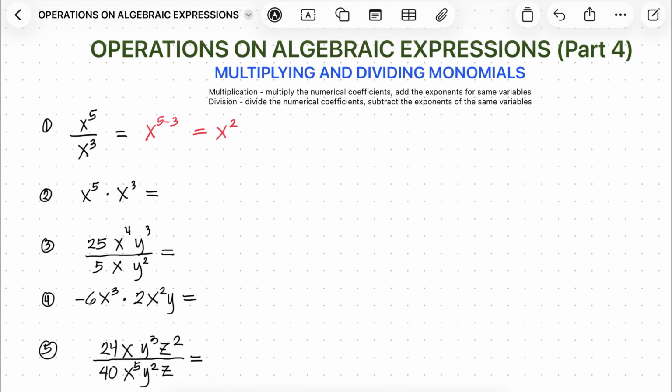Okay, number 2, we have x raised to 5 times x raised to 3. So this is an example of multiplication. So what we're going to do is to add the exponents. So this will give us x raised to 8.